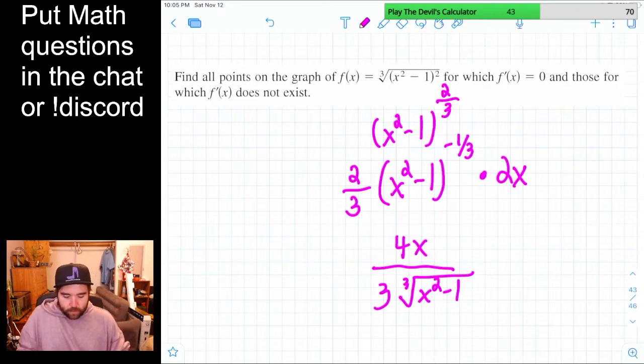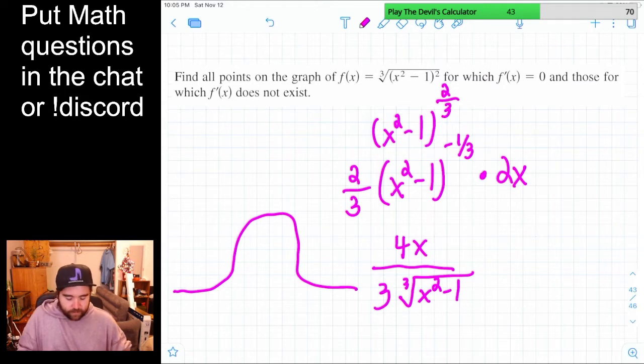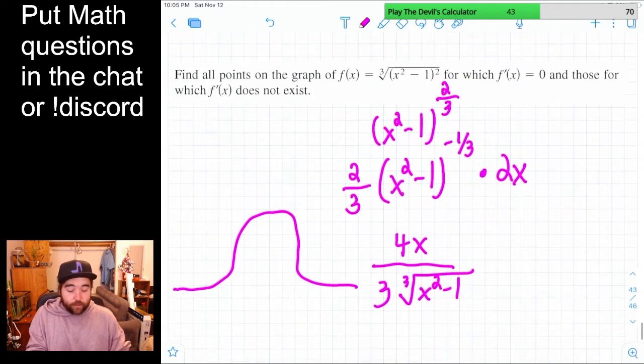Okay. So what is this graph? This is going to be something like this, isn't it? That's kind of interesting. I'll have to look at this graph afterwards. So that's our derivative.